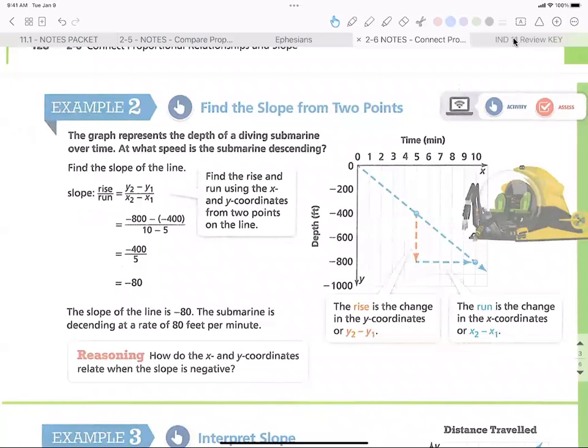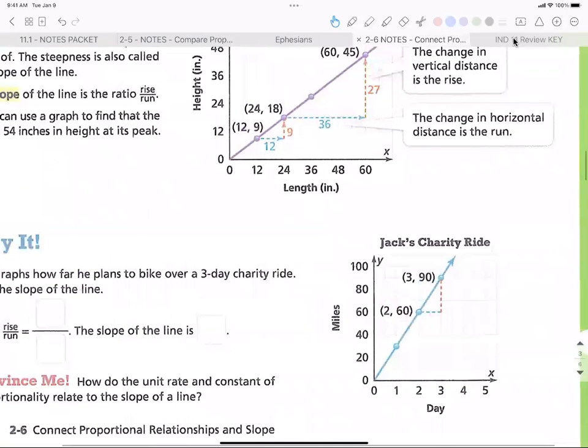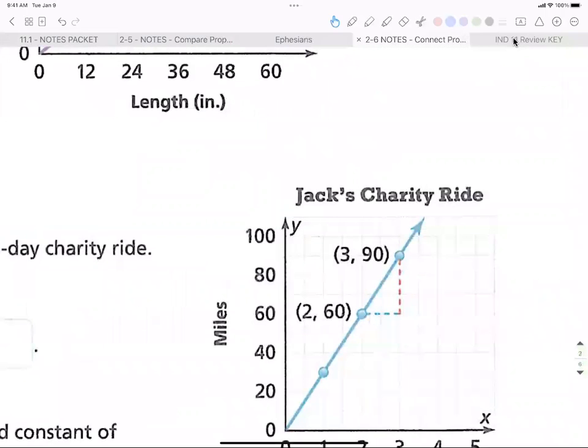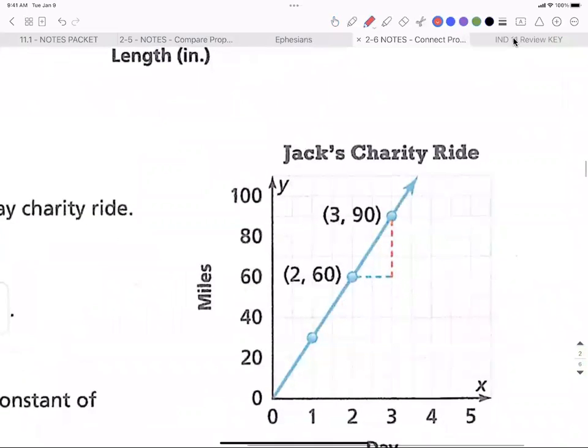All right, so we are continuing with 2-6, and we are picking up where we left off yesterday. And in this example number 2, we are going to find slope instead of doing it like we did here, where we just counted the difference between one point to another. So if you don't use the formula, you literally just look at it and say, this is point number 1, this is point number 2, and then you look and see how much do you have to rise, right?